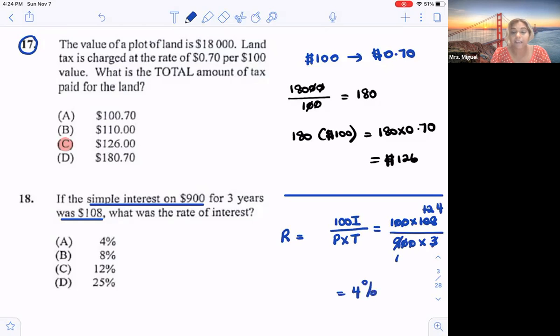4%. If you had to find time, the formula is 100I over the other two missing variables. We always have PRT, so if we have T missing, we will multiply P by R. If we want to find principal, the numerator is always 100I, and if we have principal, the other two variables are rate and time.